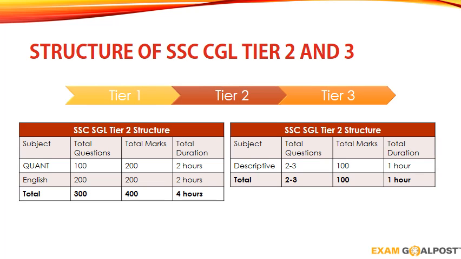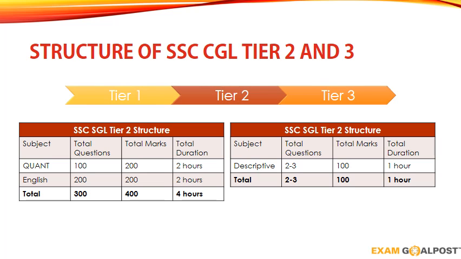Those who will qualify Tier 1 test will be invited to appear in the Tier 2 test. And further, those who qualify for the Tier 2 test will be invited to appear in the Tier 3 test. Tiers 1 and 2 are computer-based objective tests. On the other hand, Tier 3 is subjective in nature.